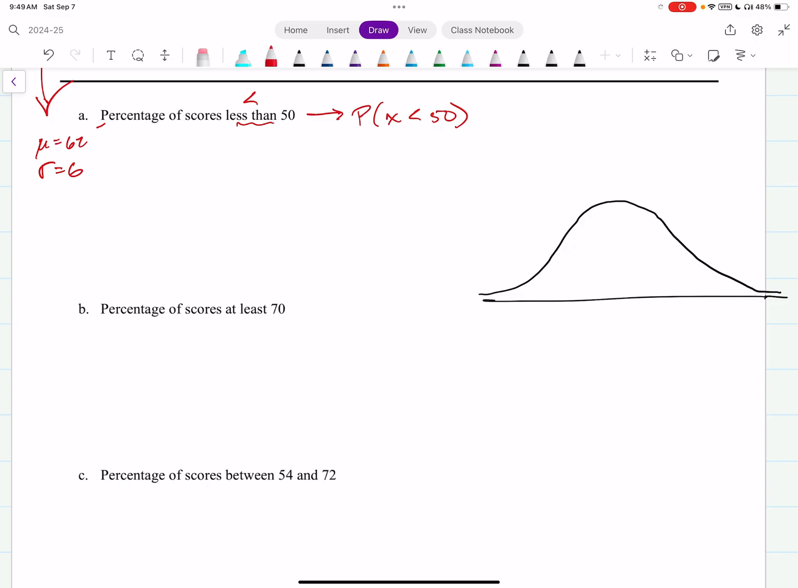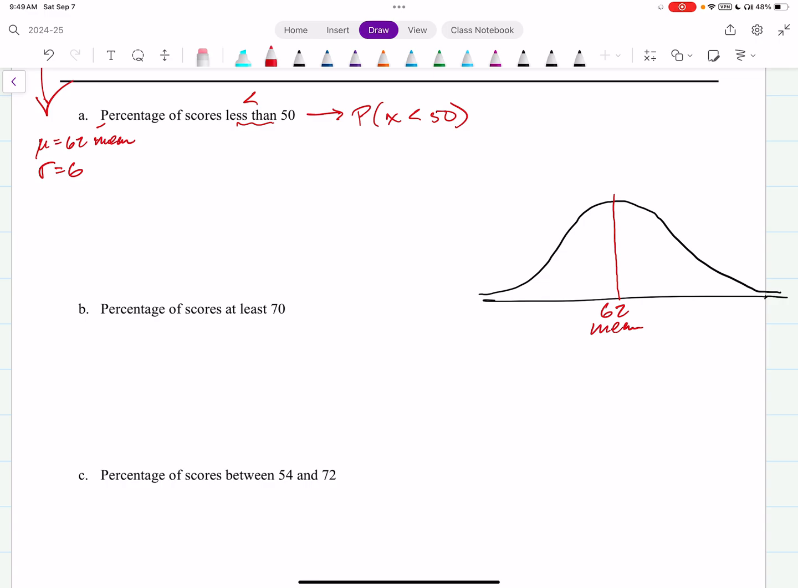Right now, we're going to put the mean right here. The mean mu is 62. It goes right down in the middle here. The bell curve is symmetrical about the mean, so you always put that in there.